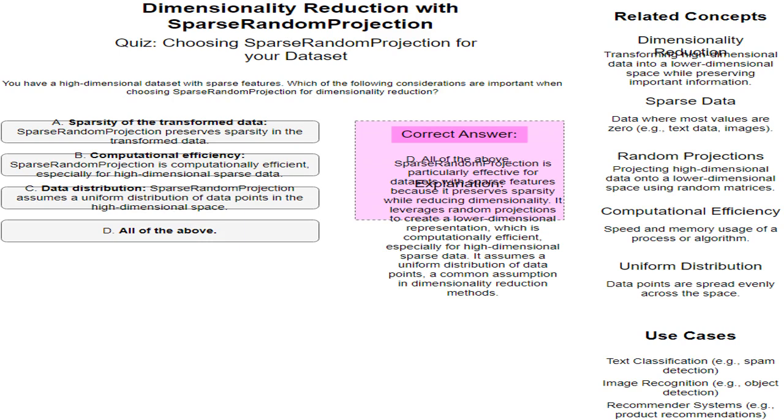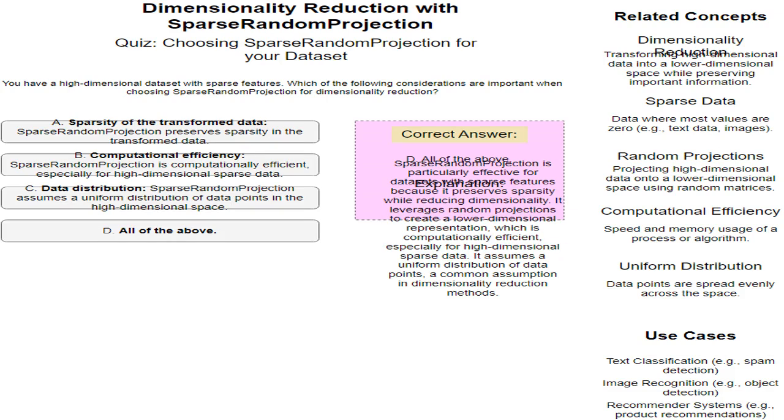Correct. Sparse random projection is designed to handle sparse data effectively, and it preserves the sparsity structure in the transformed data. This is crucial for datasets with a large number of zero-valued features, as it avoids introducing unnecessary density, which can be computationally expensive and lead to information loss. Sparse random projection is particularly effective for datasets with sparse features because it preserves sparsity while reducing dimensionality.